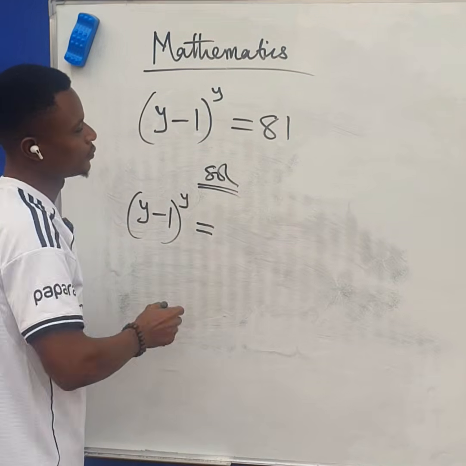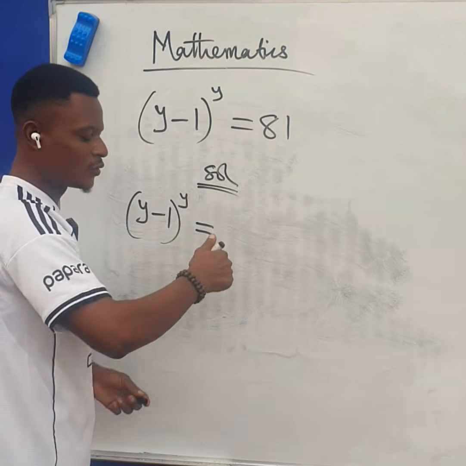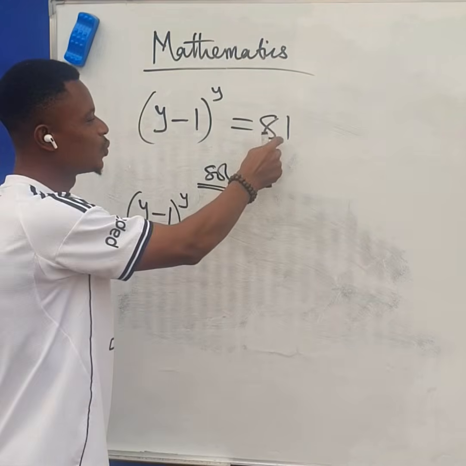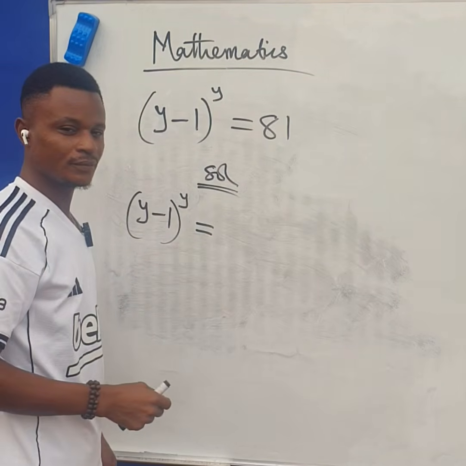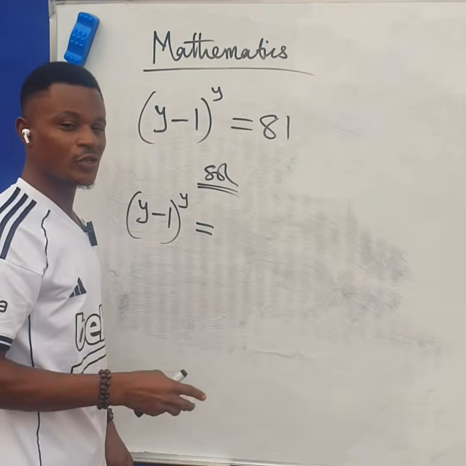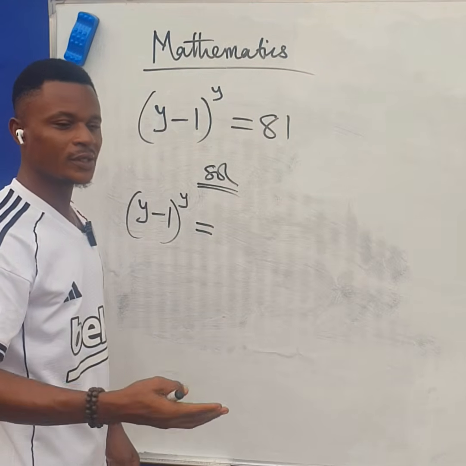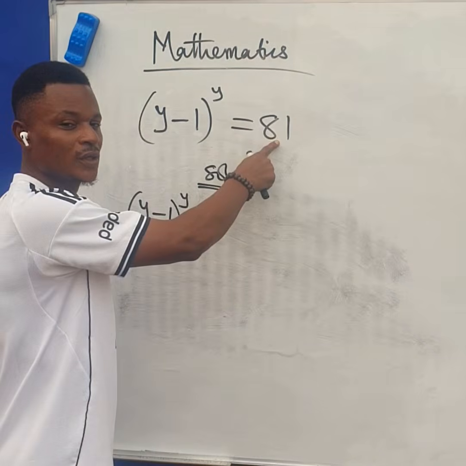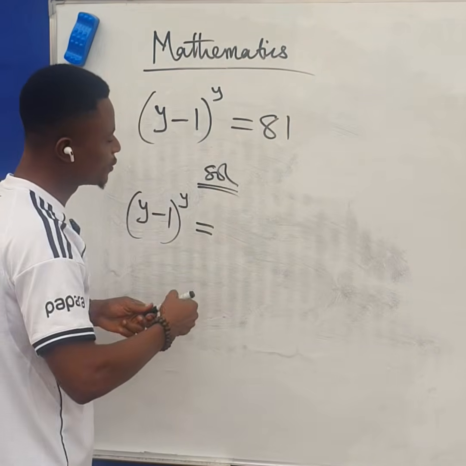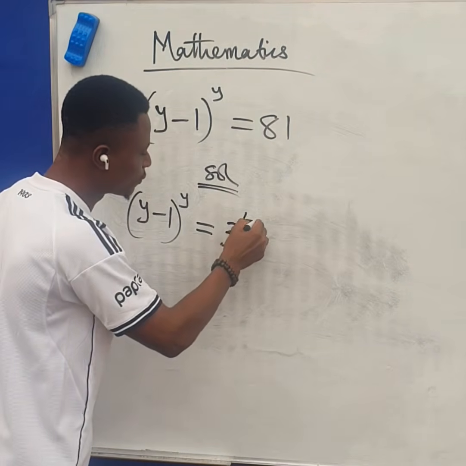then equal to, now you see this 81, you are going to rewrite this 81 in exponential form. 81 can be written as 3 raised to the power of 4. Why? Because 3 times 3 times 3 times another 3 will give us 81. So in place of this 81, we are going to write 3 raised to the power of 4.